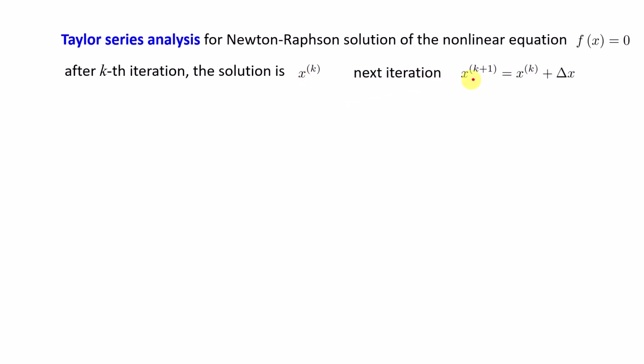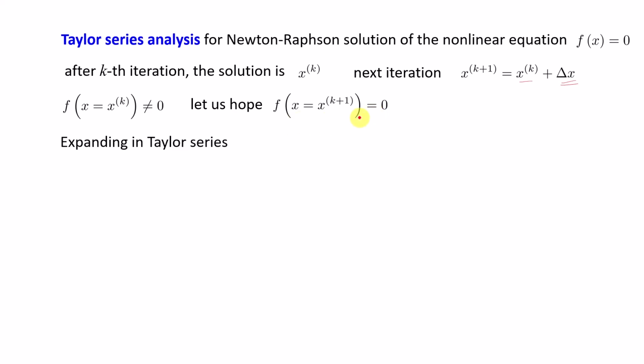Therefore, I want to go to the next iteration, that is the k plus 1th iteration, and that would be xk plus some correction, that is delta x. This correction is needed because xk is not the correct solution. Since xk is not the correct solution, f of xk is not equal to 0, and we hope that in the next iteration we will get the correct solution. Therefore, f of x at xk plus 1 is equal to 0. Now, we expand this f of x at xk plus 1 using Taylor series.